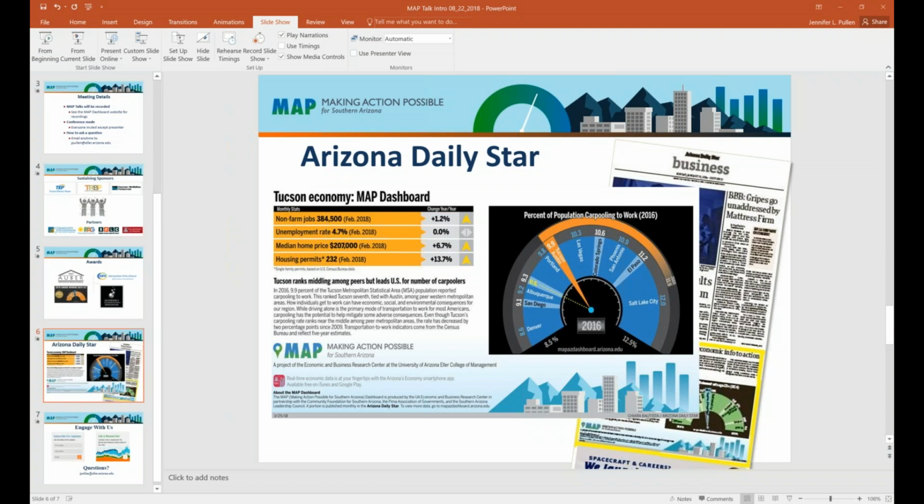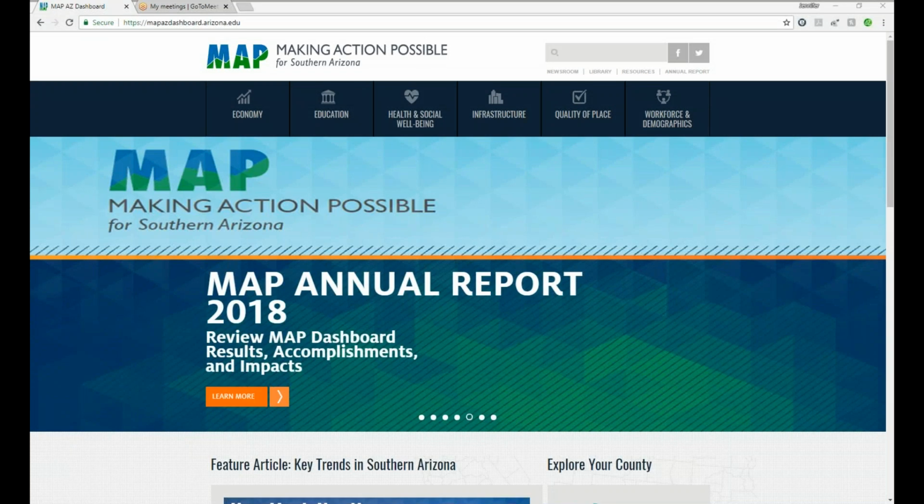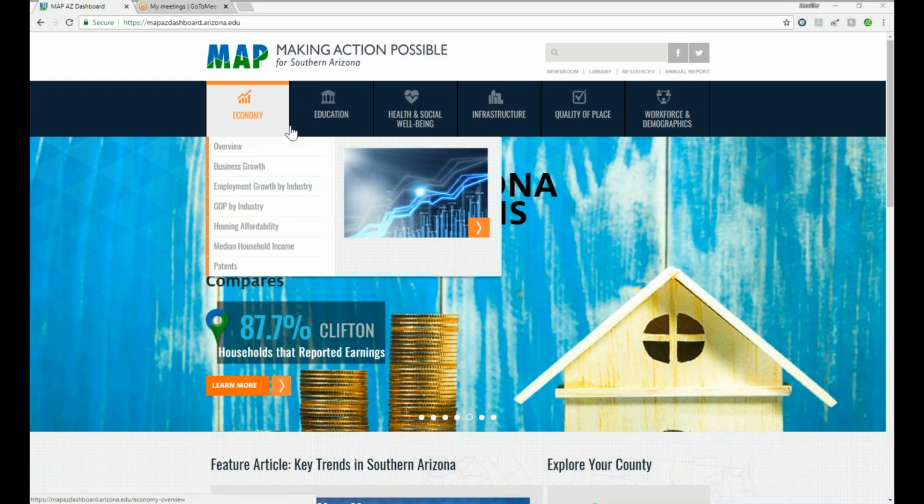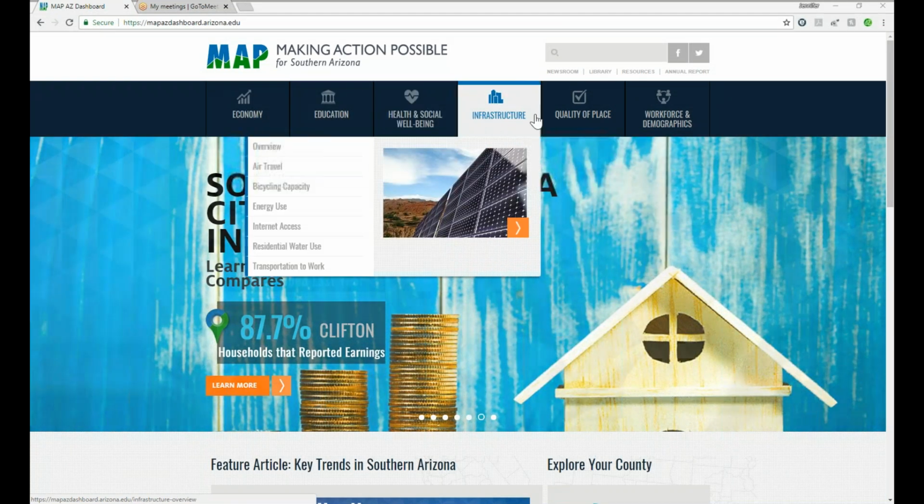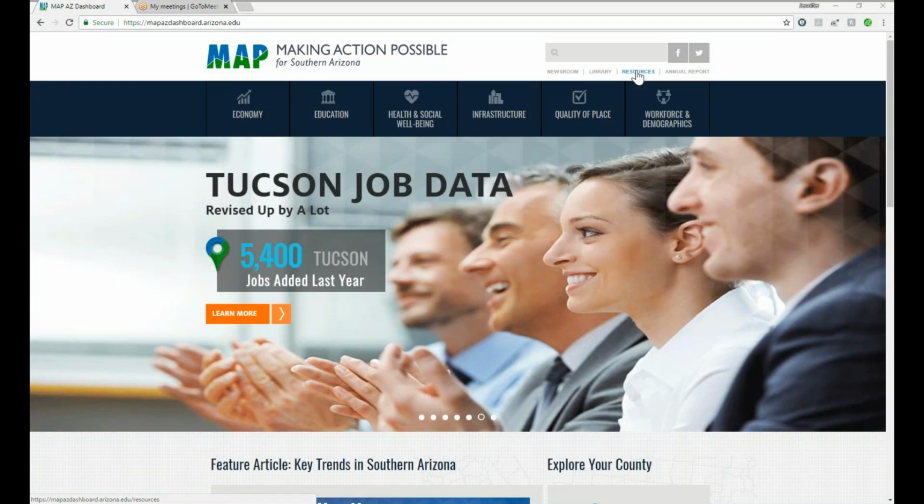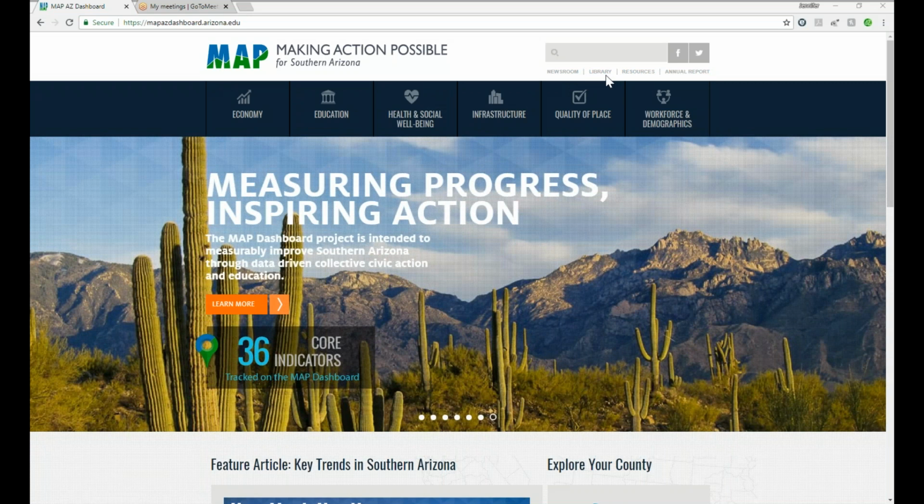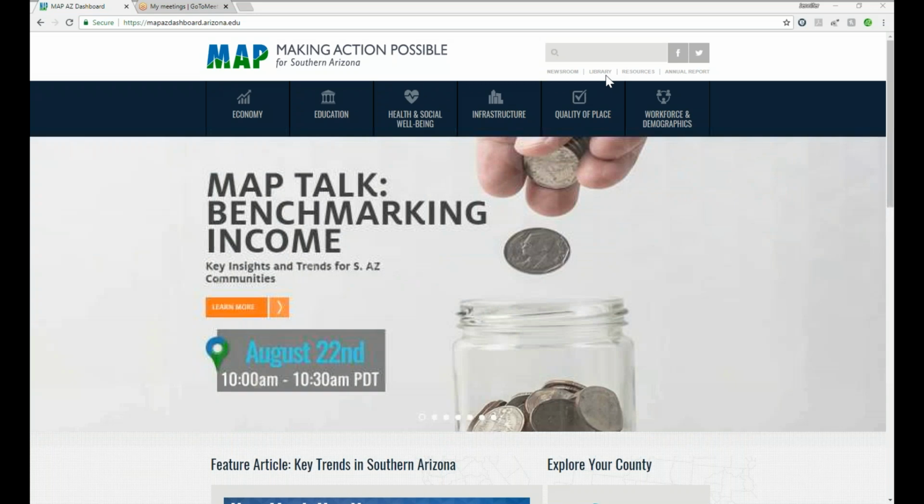Now I'm going to switch over to the website. Give me just a moment here to switch my screens, and we will take a look at the MAP Dashboard website. So now you should be seeing a view of the MAP Dashboard homepage where we have our 6 categories listed across the top. And above that, you see a menu: Newsroom, Library, Resources, Annual Report. We're going to spend a lot of time in the library today, and I'll show you how to get there. This is where you can find all of the Southern Arizona community articles that we'll be discussing today.